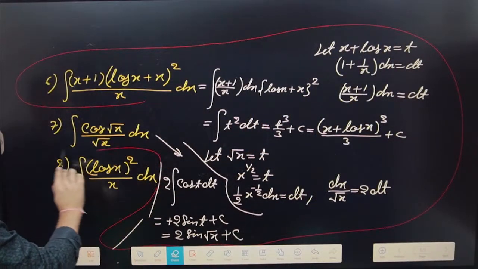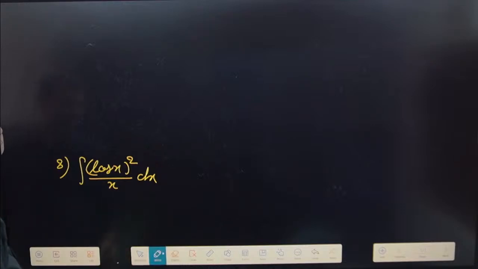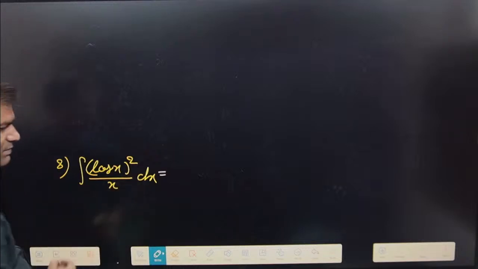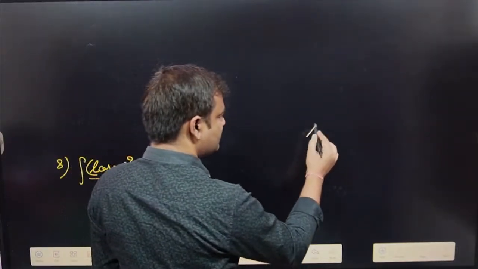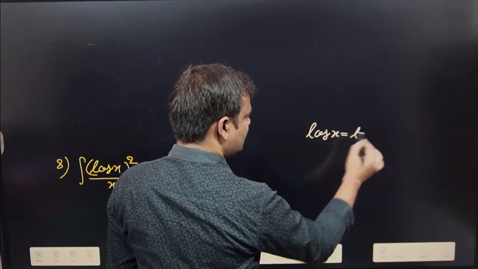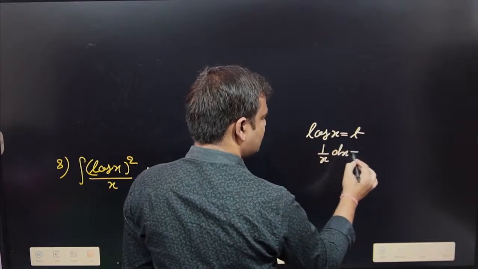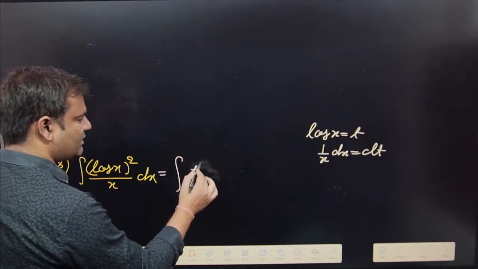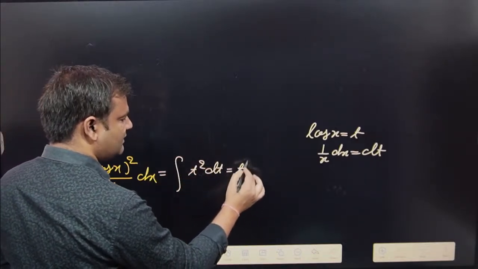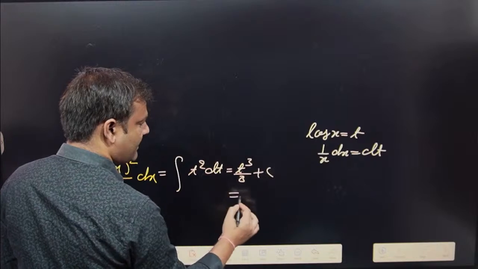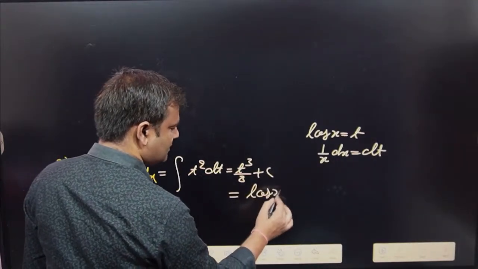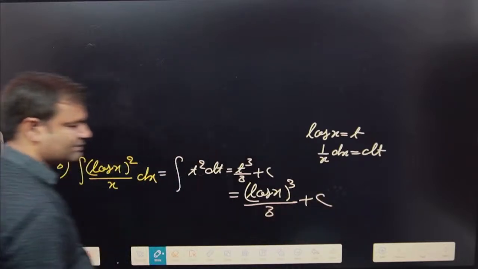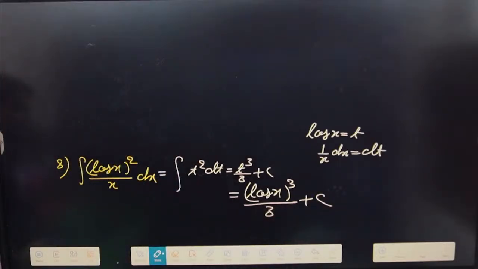After that we focus on the next problem, question number 8. Integration of log x whole square by x: simply take log x as t, so 1 by x dx is dt. So you can write t square dt, which is t cube by 3 plus c, where t means log x. So log x to the whole power cube divided by 3 plus c is the right answer.